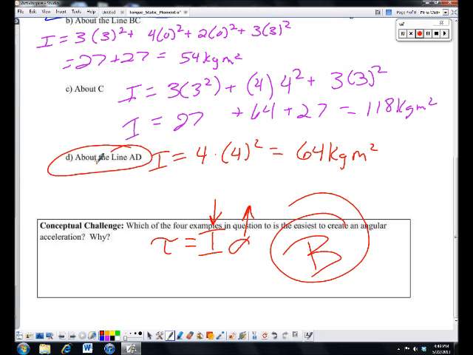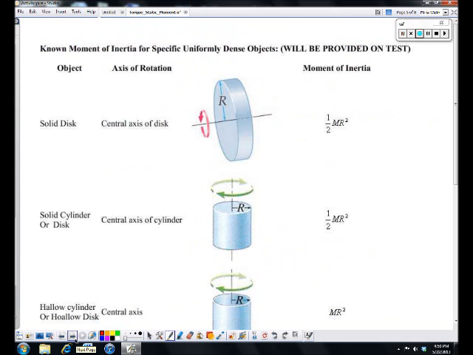Surprising, isn't it? This one only had one mass that mattered, but it was still harder to spin because it was farther away. 4 instead of only 3. Distance is a big piece of this. So now this is the last little bit of something you need to learn. It's pretty cool. It's pretty interesting.